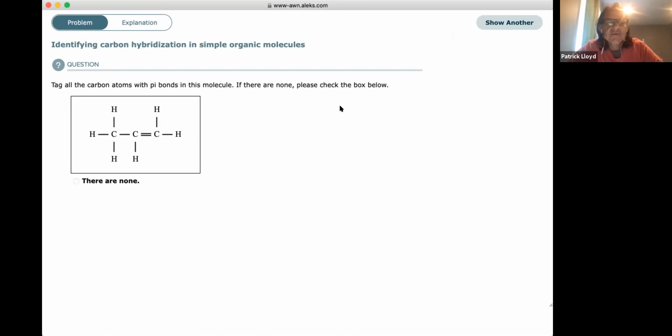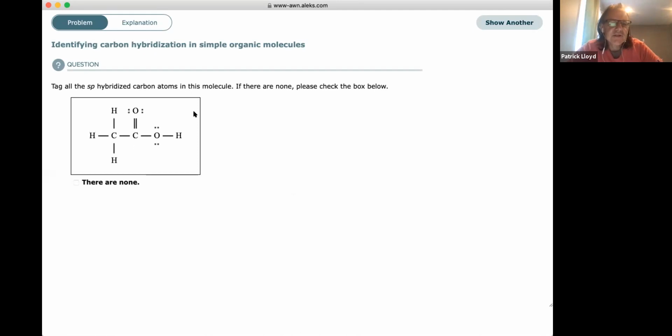Tag all the carbon atoms with pi bonds. It's very simple. All you've got to start doing is looking for the double and triple bonds, right? Any bond that's single is going to be sigma. Any bond that's double or triple is going to have sigma and pi. So both of these carbon atoms have a pi bond, because they both have a double bond. So this carbon has a pi bond, this carbon has a pi bond, okay?